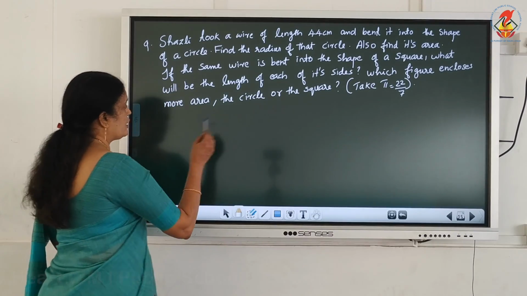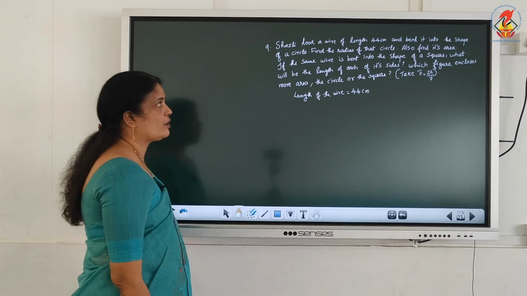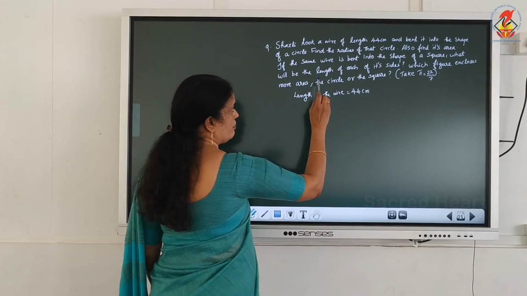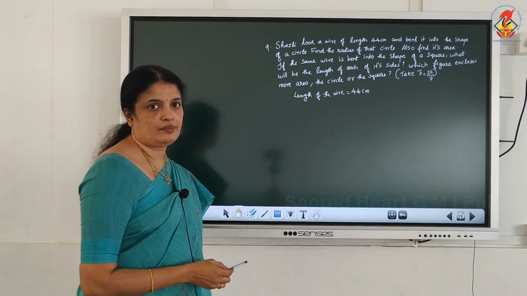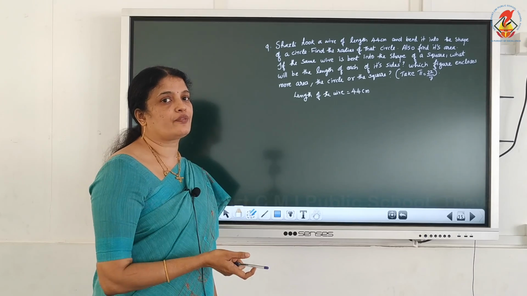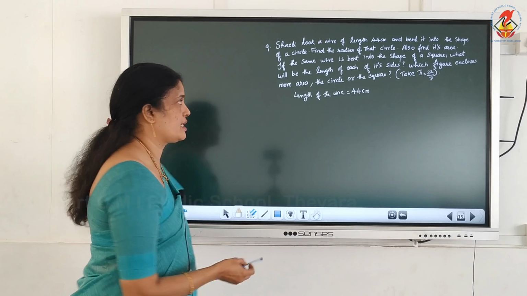Here, length of the wire equal to what? Length of the wire equal to 44 centimeter. If the wire is bent into the shape of a circle, that length of the wire becomes what? The circumference of the circle. That means 2 pi r equal to 44 centimeter.